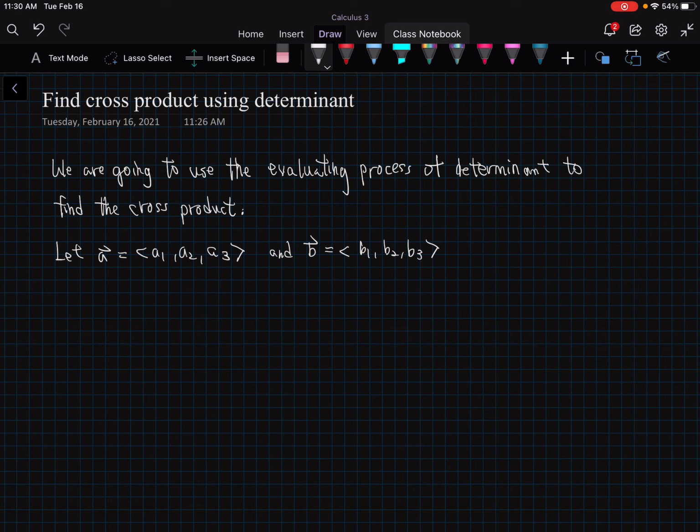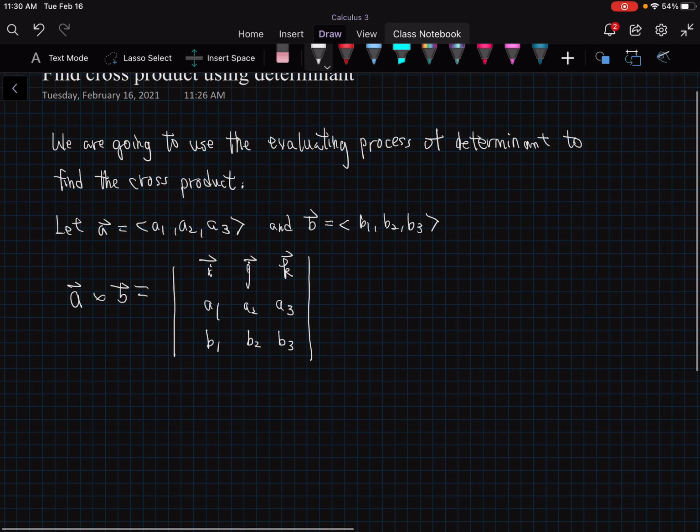So the cross product, A cross B, can be written this way. In the top row, we're going to put the basic vectors I, J, K. I is the typical 1, 0, 0, J is 0, 1, 0, and K is 0, 0, 1. And we'll put vector A in the second row, and vector B in the third row.